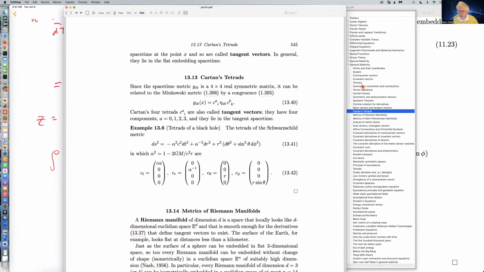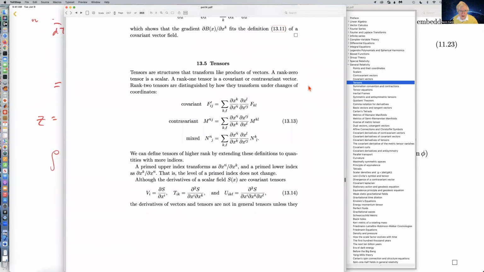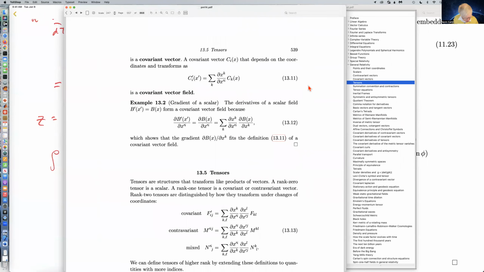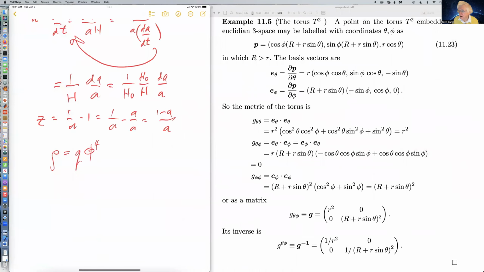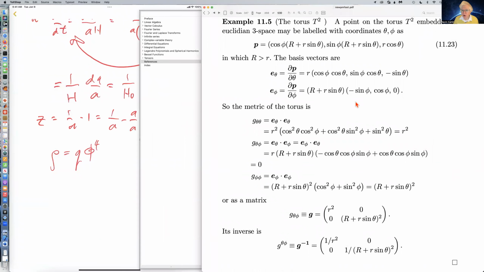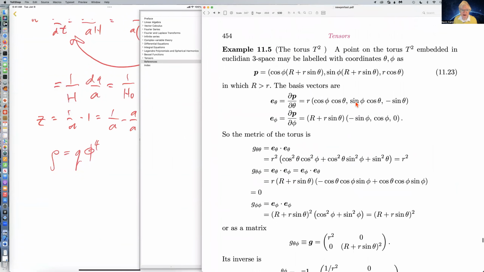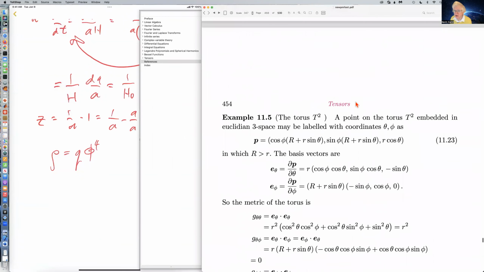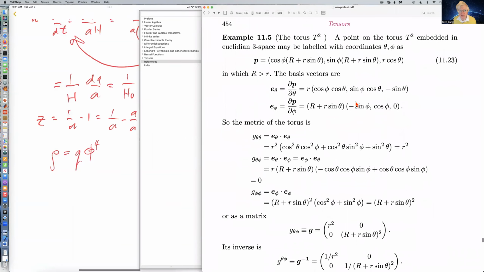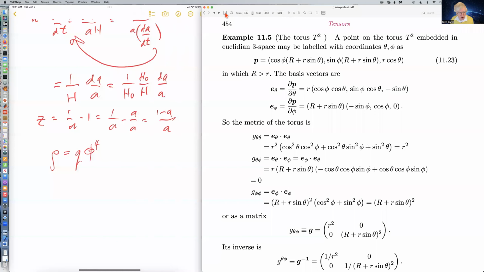Yeah, I'm having trouble with mine. Oh, these are two different representations of the book. So, all right, I'm already on the page that I want to be on. This is 454 in the class notes as opposed to 454 in the book.